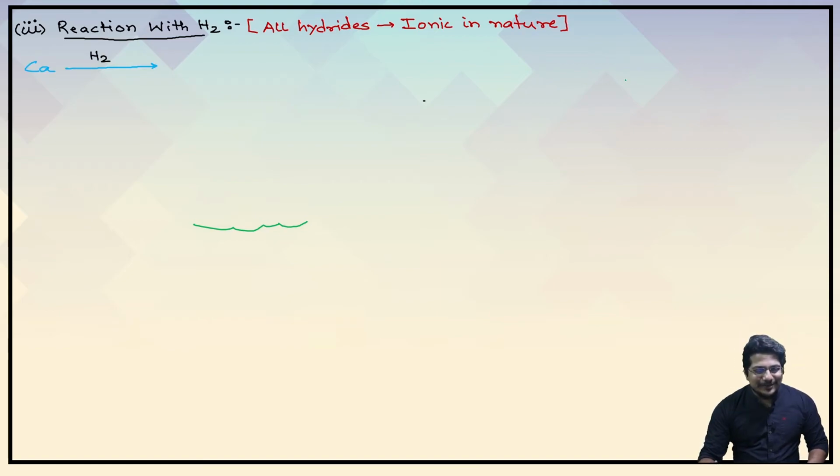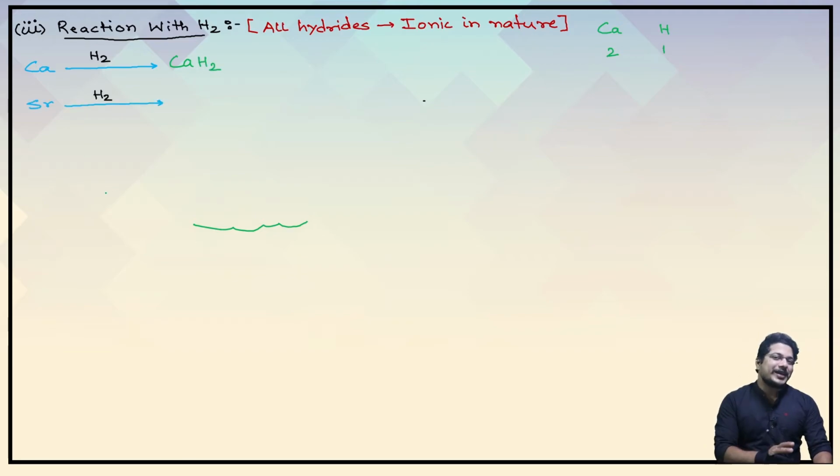Then let's check. If you talk about calcium, the valency of calcium is 2, and the valency of hydrogen is 1. Now, if you do a crisscross over here, what is the compound that you would get? You would definitely get CaH2. Further, if you talk about strontium and react it with hydrogen, it will react in the same way, which is nothing but SrH2. So you will get the corresponding hydride. Similarly, barium also gives the same type of hydride, BaH2.